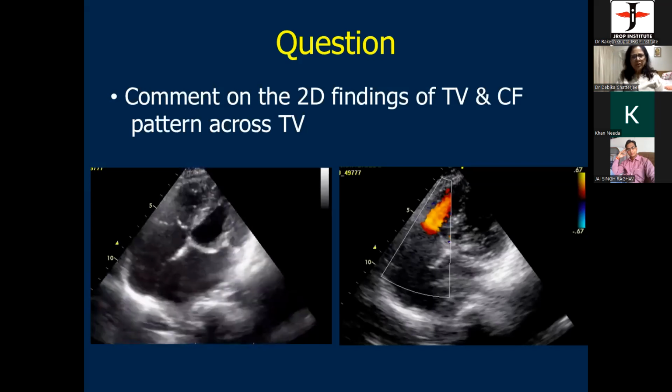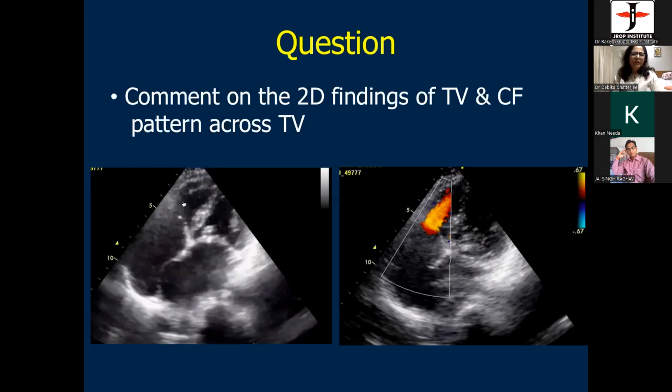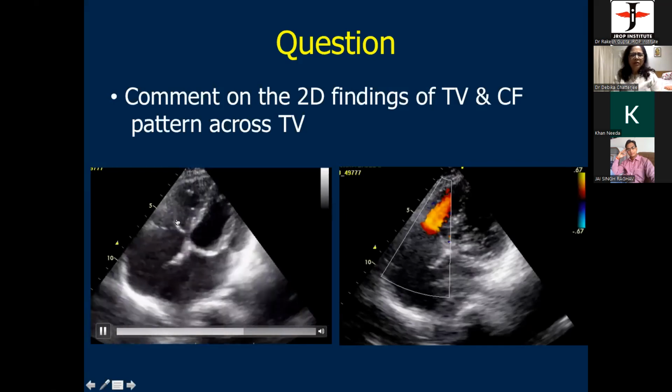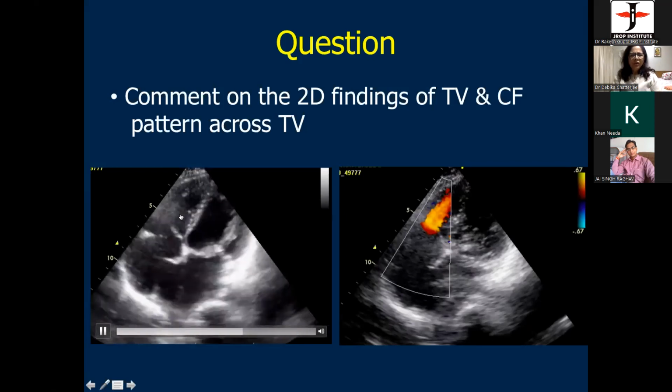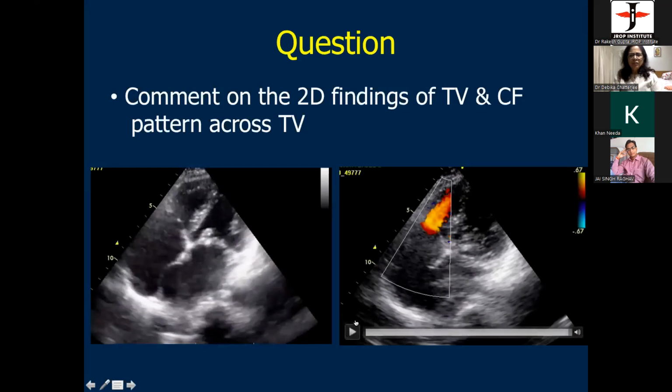Exactly. Why don't you use these terms? Thickened leaflets. There is diastolic doming of the leaflets, and small areas of calcification. Yes, ma'am. And how is the opening? Do you think it's normal? No, ma'am. It's reduced.